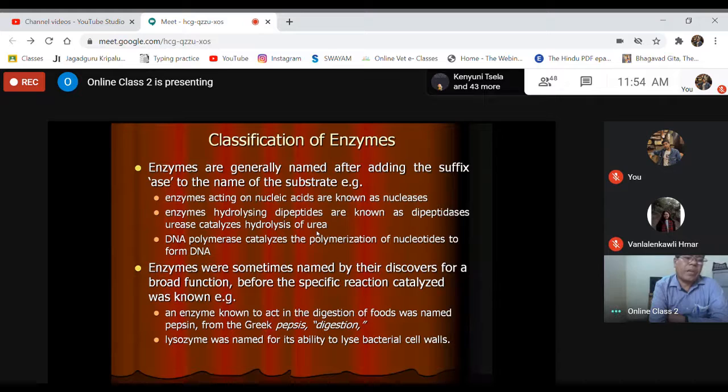Say, an enzyme known to act in the digestion of food was named pepsin, from the Greek word pepsis, which means digestion. At that time, what type of reaction was occurring was not known, but it was known that this particular enzyme is required for the digestion of food material. So it is called pepsin. Then lysozyme was named for its ability to lyse bacterial cells.